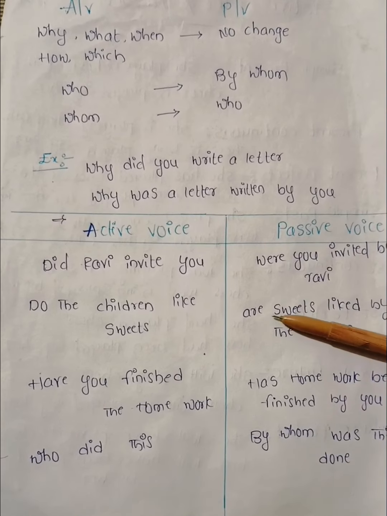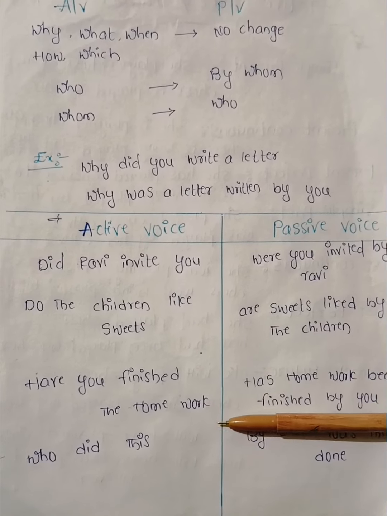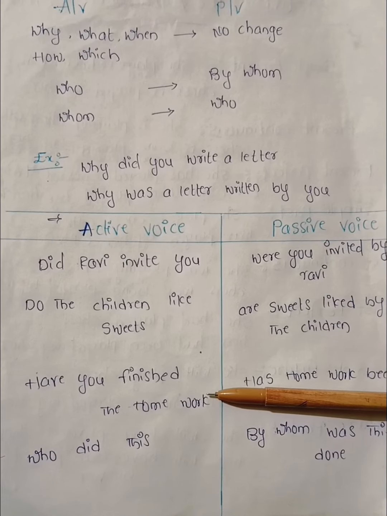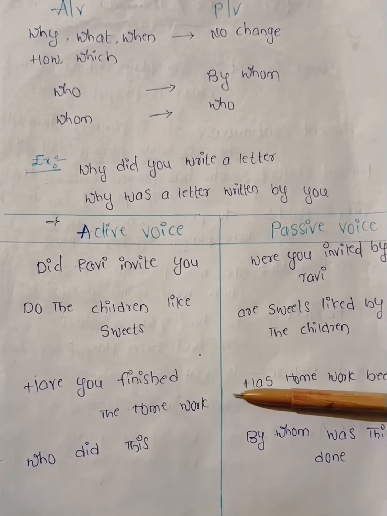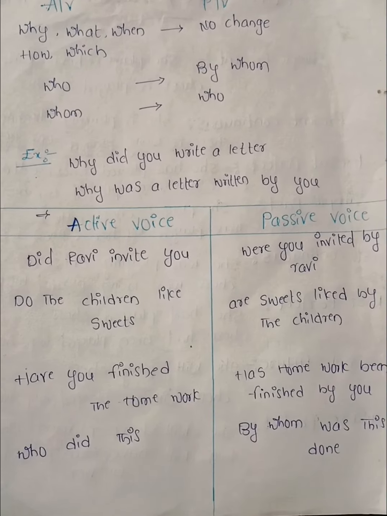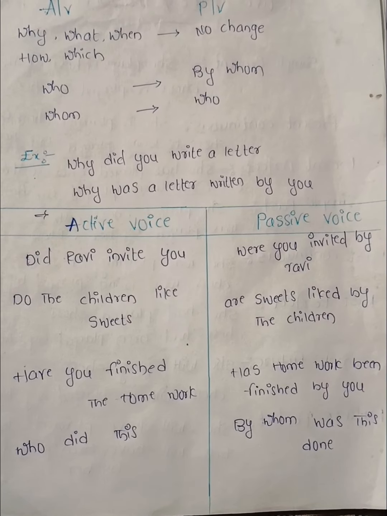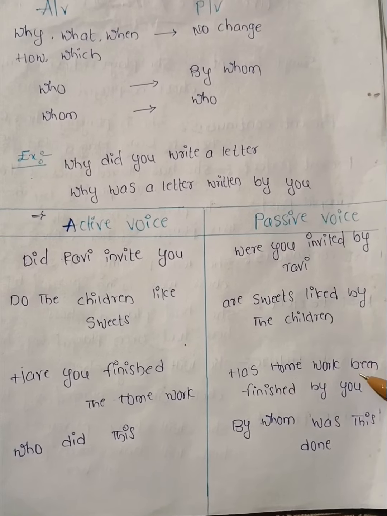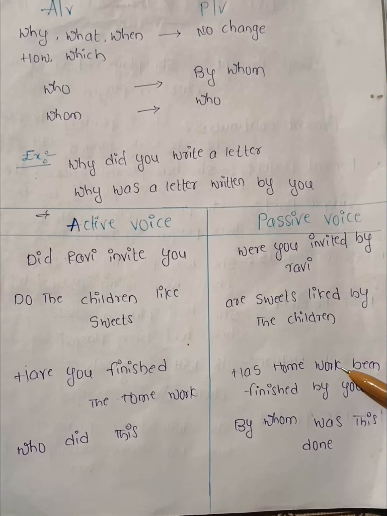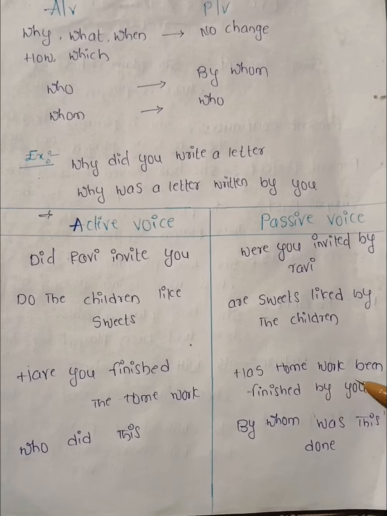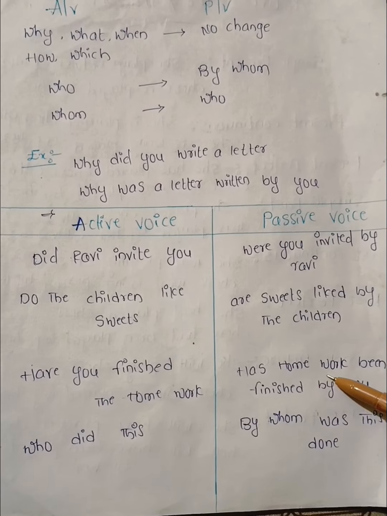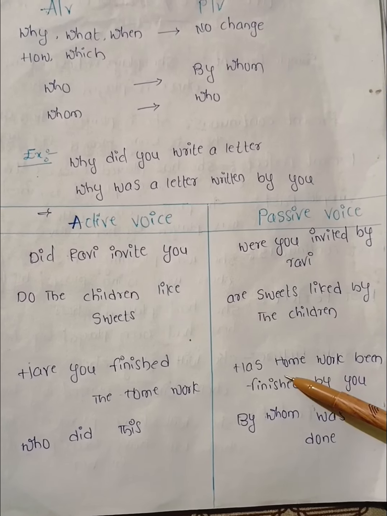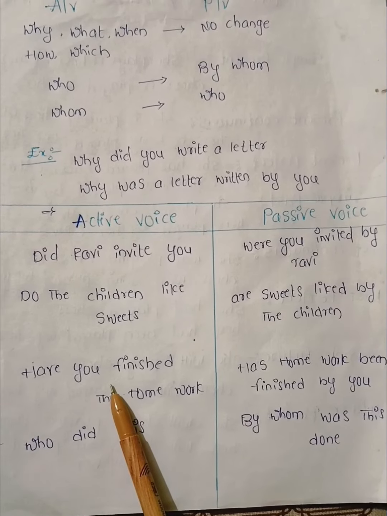Then, have you finished the homework? It is in present perfect tense, so we have to use been. Homework is the object, so first we have to write homework, then has is there, so we have to use been after the subject. Finished by you. Here homework is a singular noun, so we have to use has. Here you is plural, so here have is there.